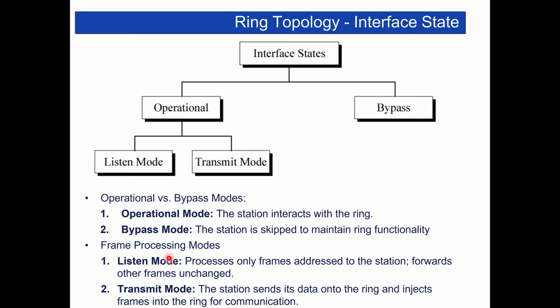Alright. And then frame processing mode. Listen mode processes the frame addressed to the station and forwards the frames unchanged. For the transmit mode, the station sends its data onto the ring and injects frames into the ring for communication. So we have two things that we need to understand here. The first one is the operational mode, either operational or bypass, and the second is the frame processing mode, where the interface is under listen mode or under transmit mode.